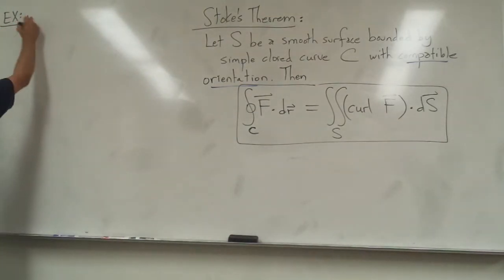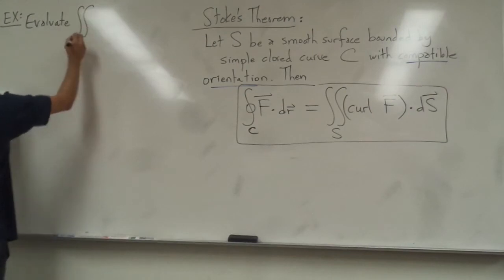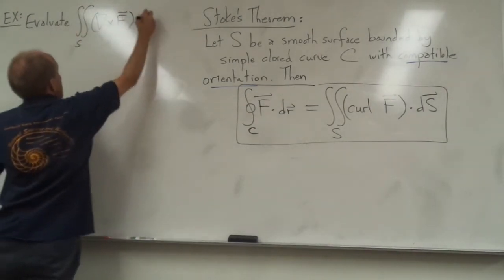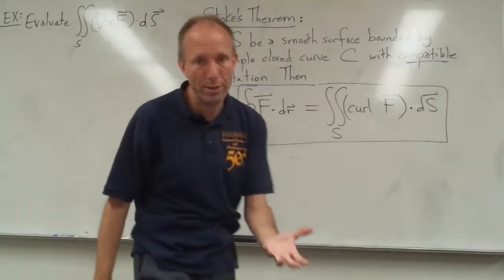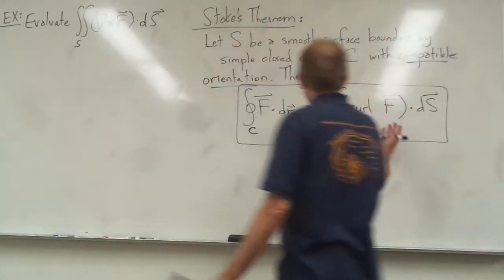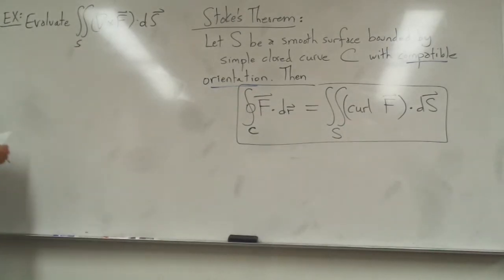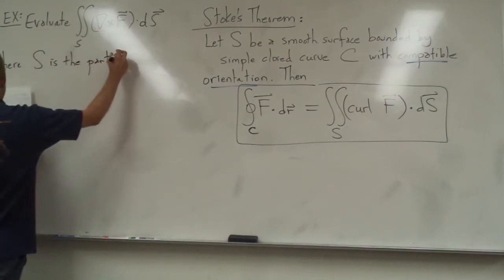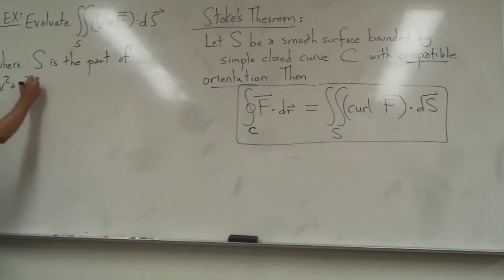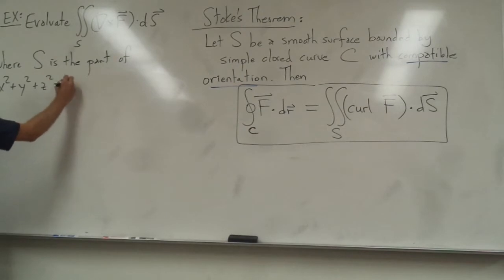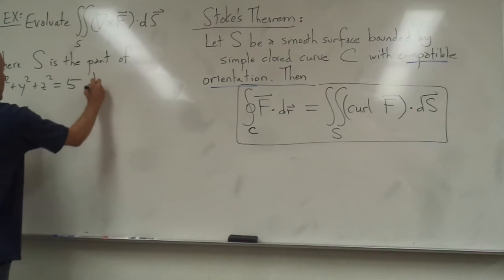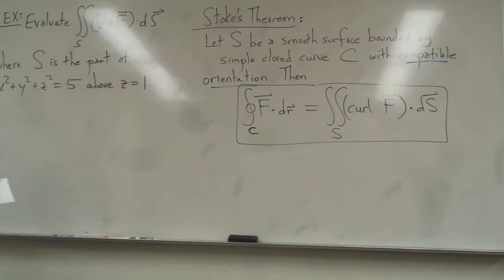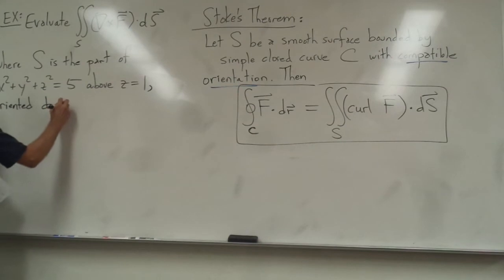Okay, let's do this example. Evaluate the surface integral of the curl of f dot dS. If you see something like that on the test, you know that this is a Stokes Theorem problem because it's already set up in the format of the right-hand side of Stokes Theorem. Where S is the part of x squared plus y squared plus z squared equals 5, above z equals 1. So this is a sphere of radius square root of 5. We're looking at the part of the surface above z equals 1, oriented downward. I'm going to throw a little twist in here. Oriented downward.